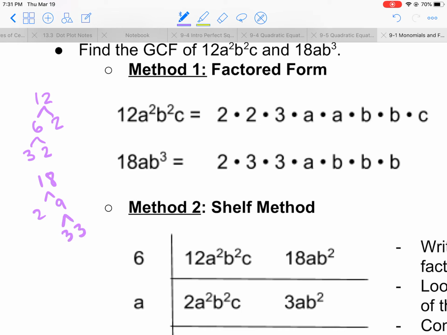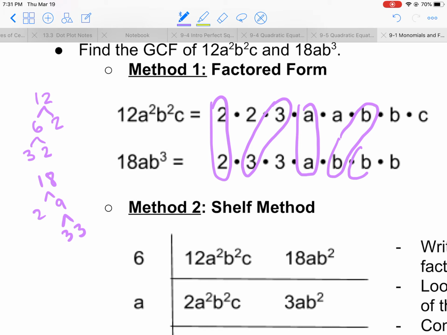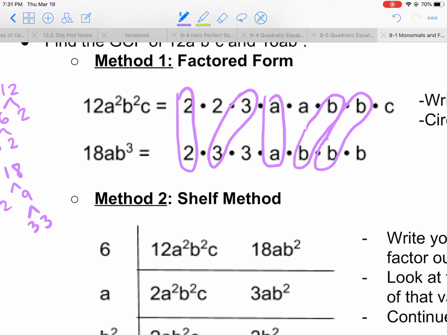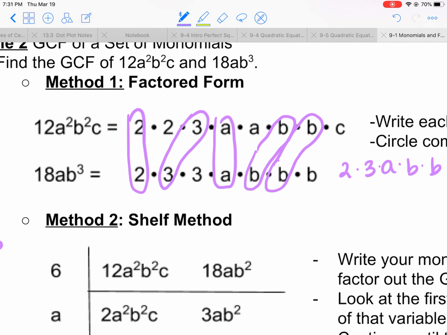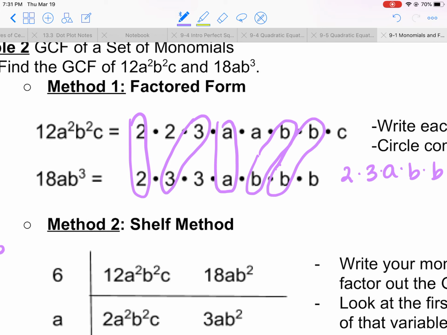So I list out my two monomials in factored form, and I circle the common prime factors. They have a 2 in common, they have a 3 in common, they have 1 a in common, 2 b's in common, and the second monomial has no c, so that's all they have in common. So for the GCF, I multiply them all together, 2 times 3 times a times b, which equals 6ab squared, the GCF of those two monomials.